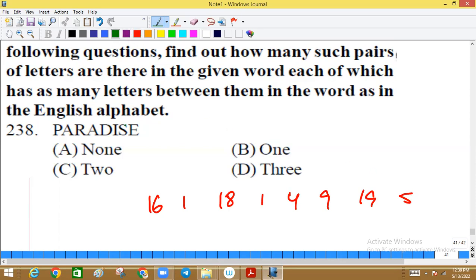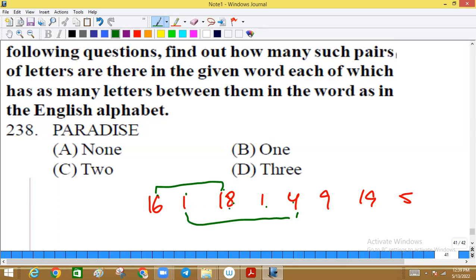See here. Start with 16. 16, 17, 18. So these two are a pair. One pair. Why one pair? In the actual alphabet, it is P, it is R, and in between there is Q. The gap is the same, here and there. Now one is over. 18. So 16, 17, 18. One pair you got. Then 19, 20, 21, 20, 23. Nowhere matching. Now come to the next one. 1, 2, 3, 4. So you got matching here.